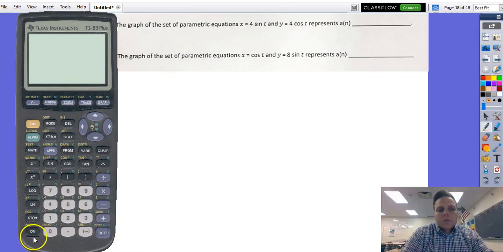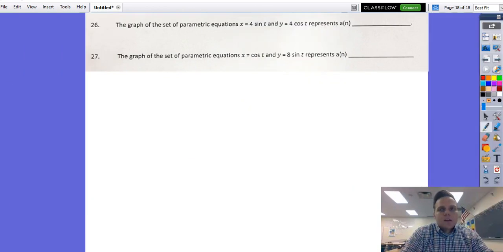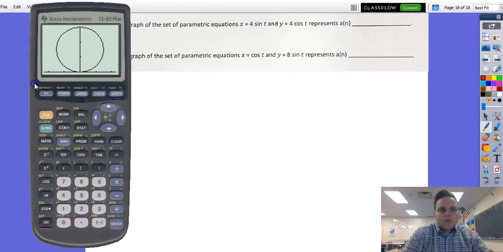Sometimes it just has its own mind, doesn't it? Come on, calculator. Turn on. Aha! I moved it to my other screen and it turned on.